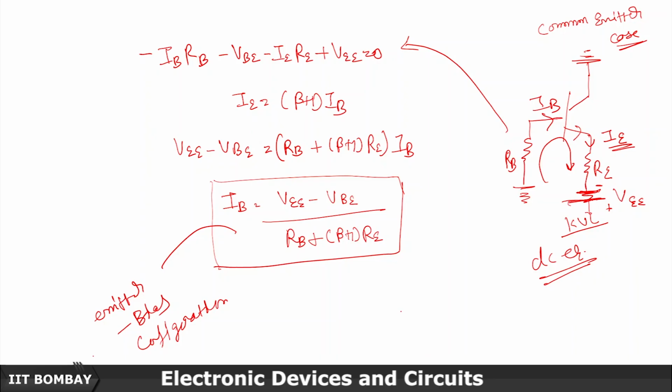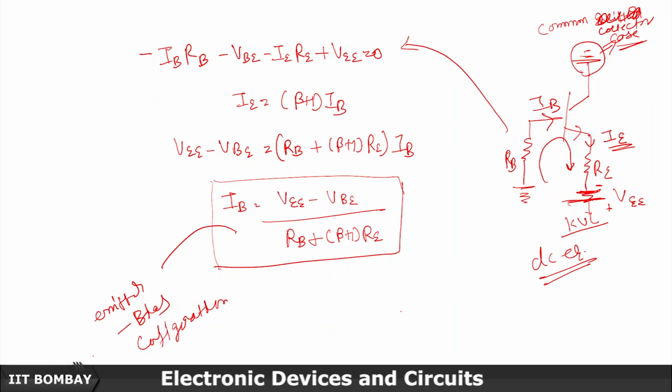Another configuration can be common base. So far we were talking about common emitters. Emitters were common in the first three, then we talked about this common collector. Sorry, this should be the common collector case, because the collector is common here. So in the common collector case, and similarly we can have the common base configuration as well. I hope you can do that yourself.